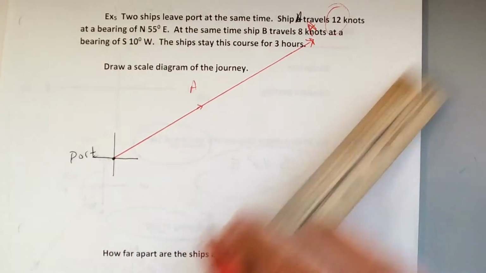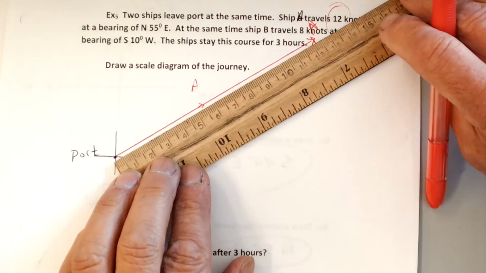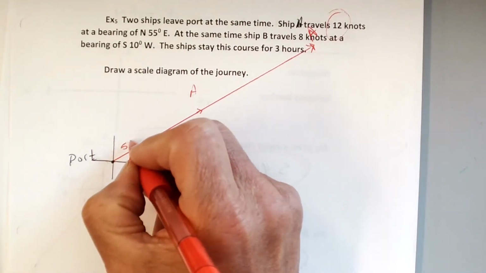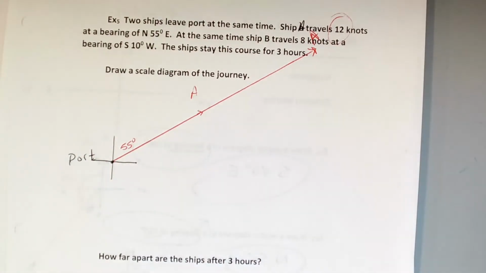I just used my ruler and measured 12. So I've got 55 degrees here. Am I going too fast? How am I doing? Am I doing okay, Zoe? I'm not going too fast?